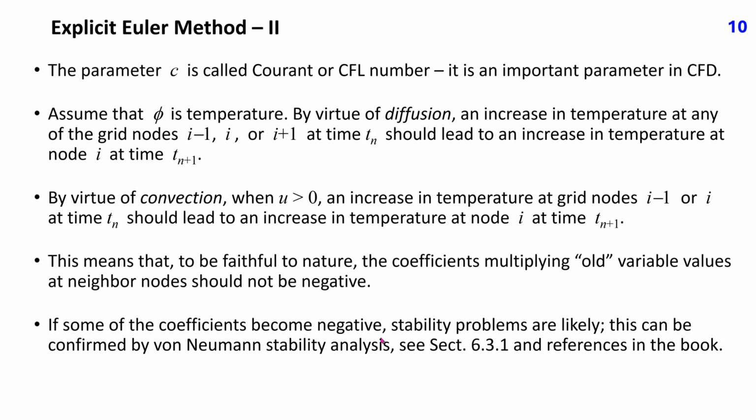By virtue of convection, when the velocity u is greater than 0, an increase in temperature at grid nodes i-1 or i at time t^n should lead to an increase in temperature at node i at time t^n plus delta t. This means that, to be faithful to nature, the coefficients multiplying all variable values at neighbor nodes in the equation at the bottom of the previous slide should not be negative. If some of the coefficients become negative, stability problems are likely. This can be confirmed by von Neumann stability analysis. See section 6.3.1 and references in the book.